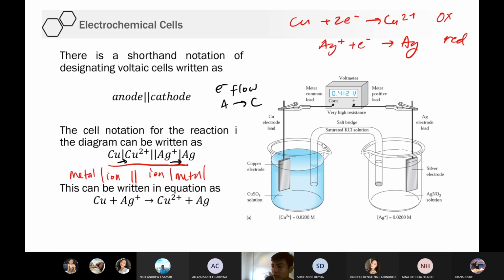Kunwari, sa cellphone natin to. Ito yung anode, lalabas siya ng electrons. Dadaan yan sa motherboard, sa LCD, sa lahat-lahat. So, gagana yung cellphone mo, then pupunta siya sa cathode. Ayun.